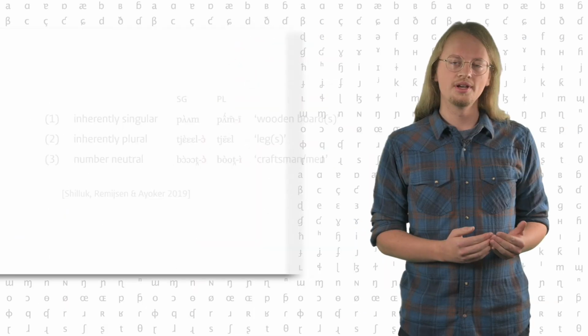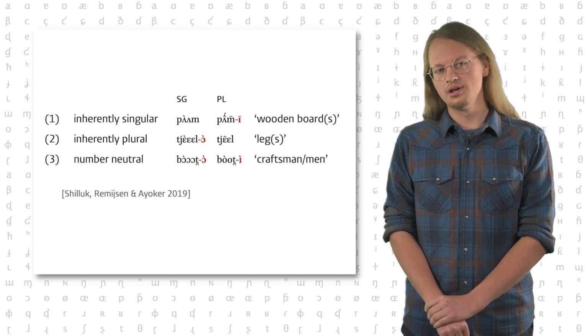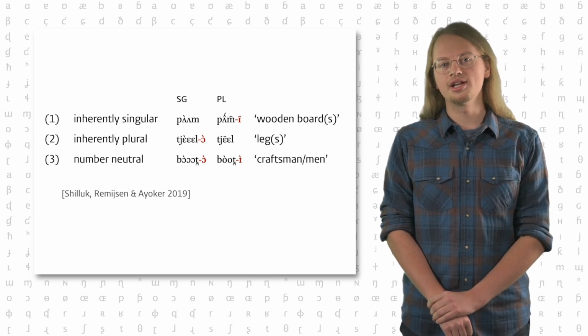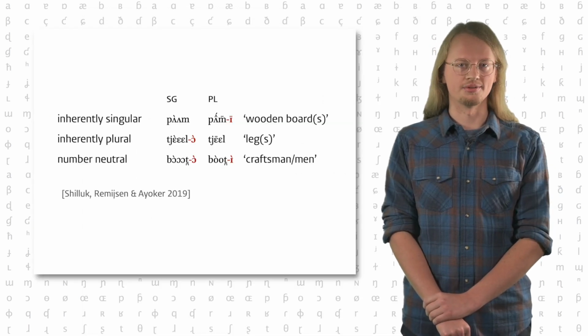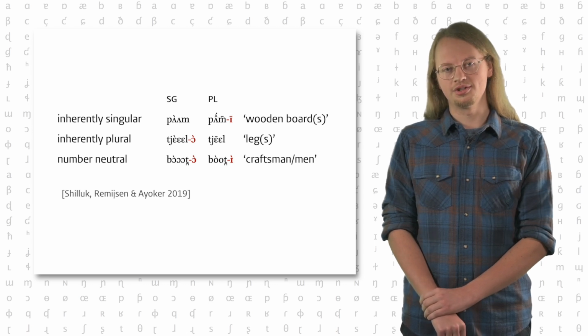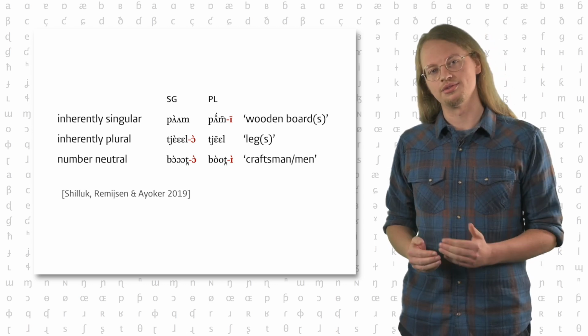Number also plays a crucial role in Nilo-Saharan languages, dividing nouns into inherently singular, inherently plural, and number-neutral nouns. In the West Nilotic language Jumjum, most nouns are inherently singular, like the word for wooden board in example 1, and form their plural by adding a plural suffix. Collective nouns, like legs, take plural agreements when they are unmarked, and when you want to refer to a single leg, a singulative suffix is added. Finally, there are numberless nouns, like craftsman, which take morphological number marking in both the singular and the plural.